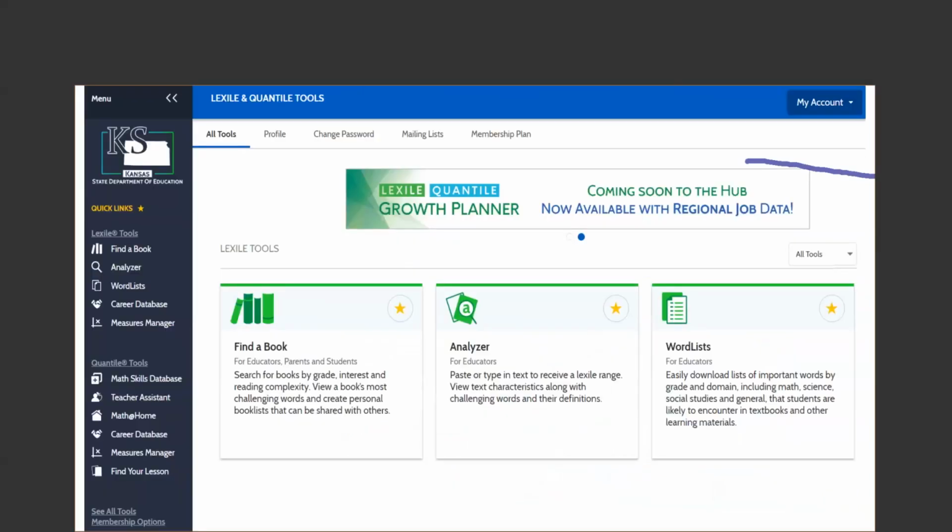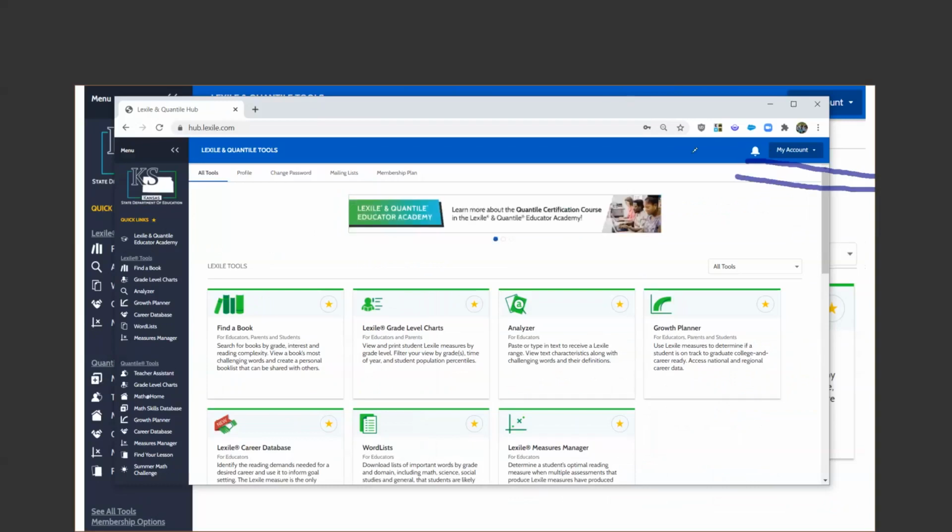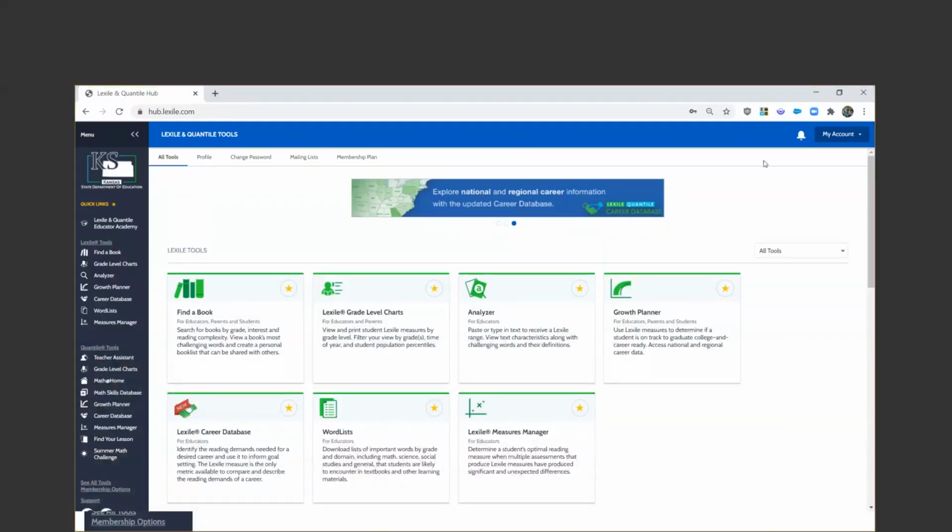So with that, give me just a moment here. I'm going to drag over into the WebEx window a live shot of the Lexile and Quantile Hub. Let's see here. I may need to stop my share and redo this. I apologize for the delay as I do this again. Okay, and I believe now you all are seeing a live shot of the Lexile and Quantile Hub.